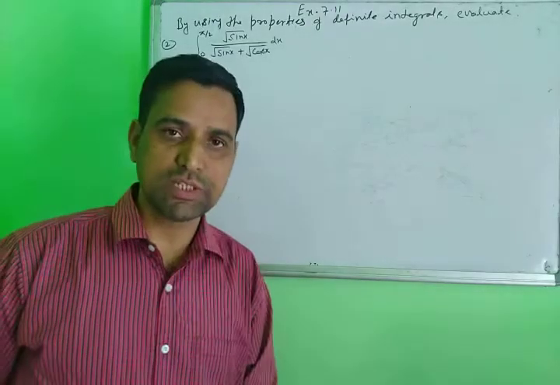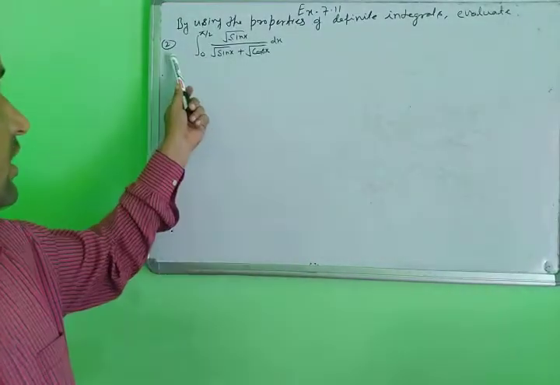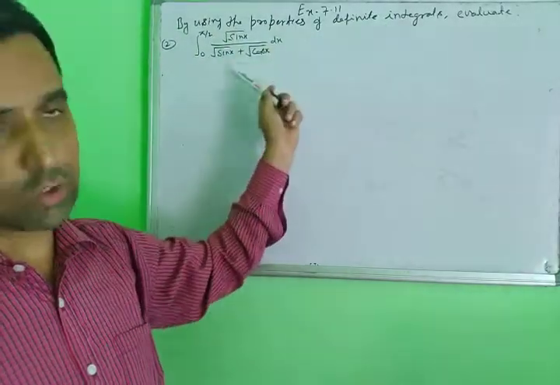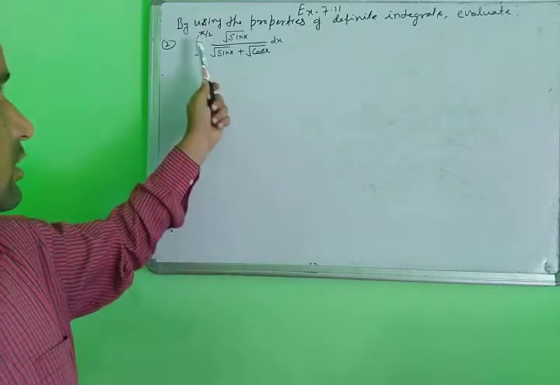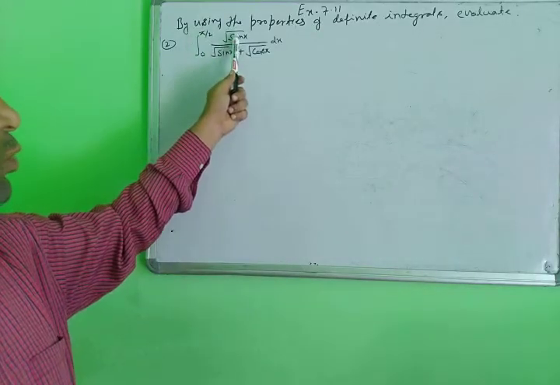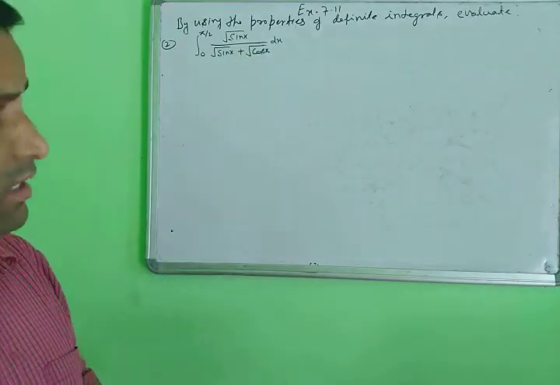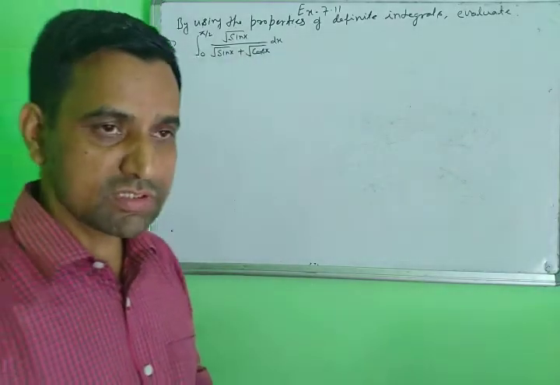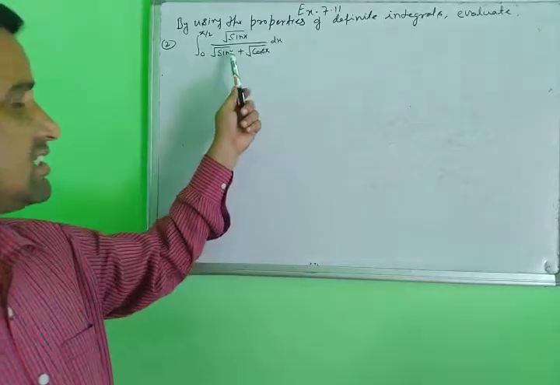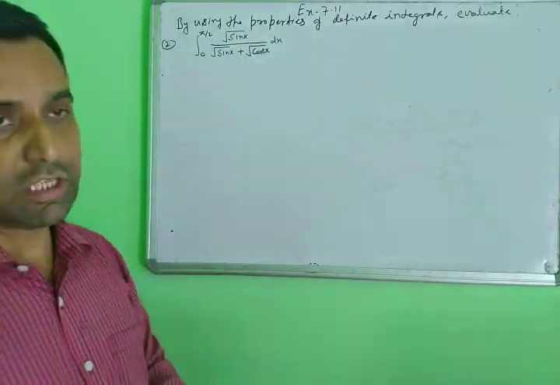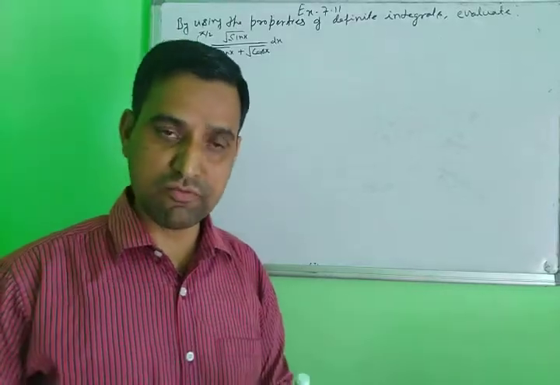Yes class, next I am taking question number second. Same, you will use the property of the definite integral to solve this question. The question is the integral from 0 to pi by 2 of root sin x upon root sin x plus root cos x. Suppose you solve this question without the property, then you will rationalize this first, then solve it. But when you use the property, you use the same property as in question number first.